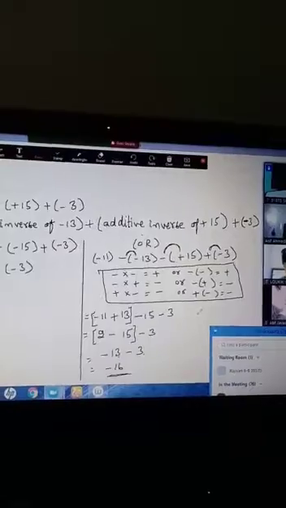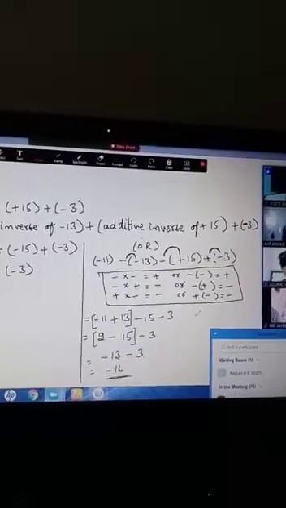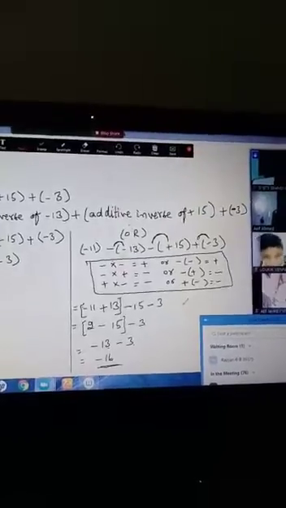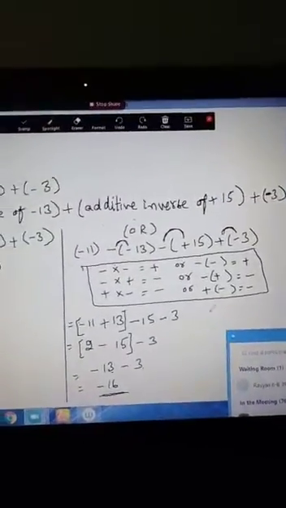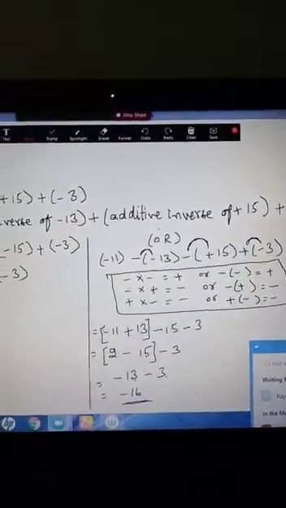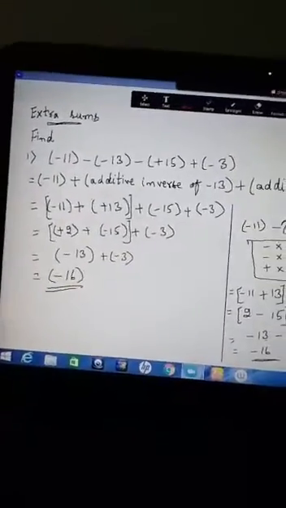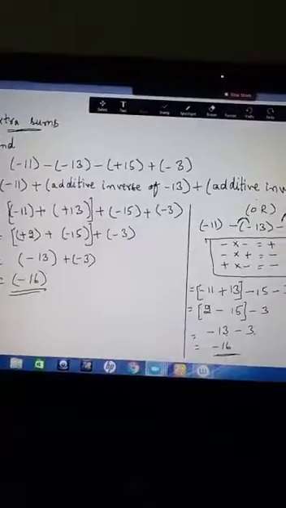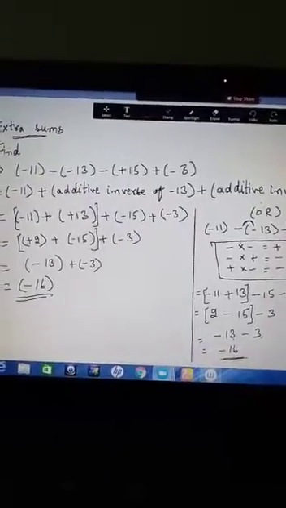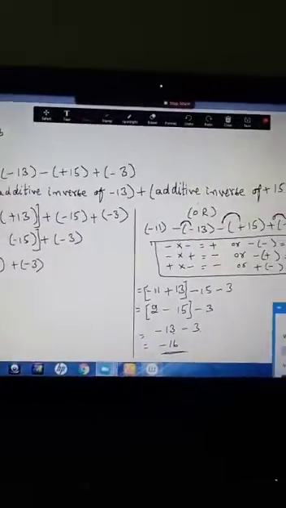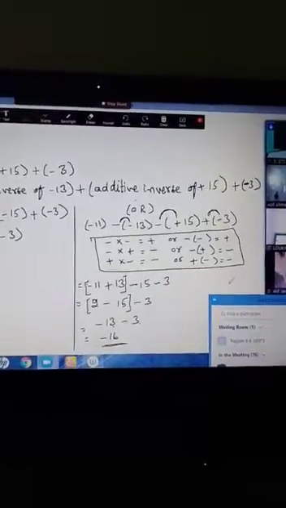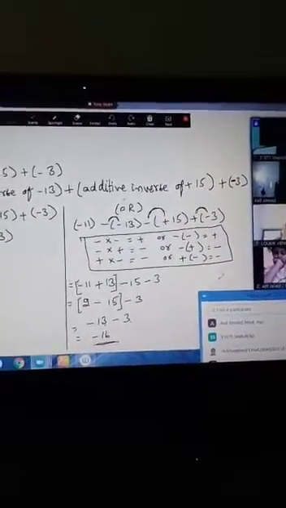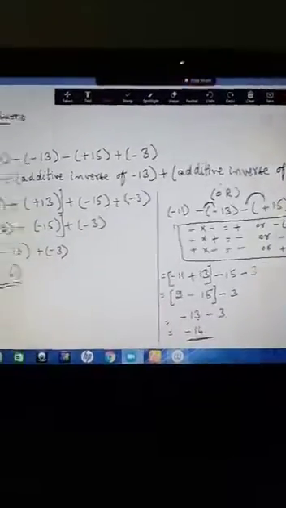Then next plus, no need to write the additive inverse inside because already plus is there. Plus of minus 3. Now minus 11 plus the additive inverse of minus 13 becomes plus 13. Then plus the additive inverse of plus 15 becomes minus 15. Then plus of minus 3 stays as it is.